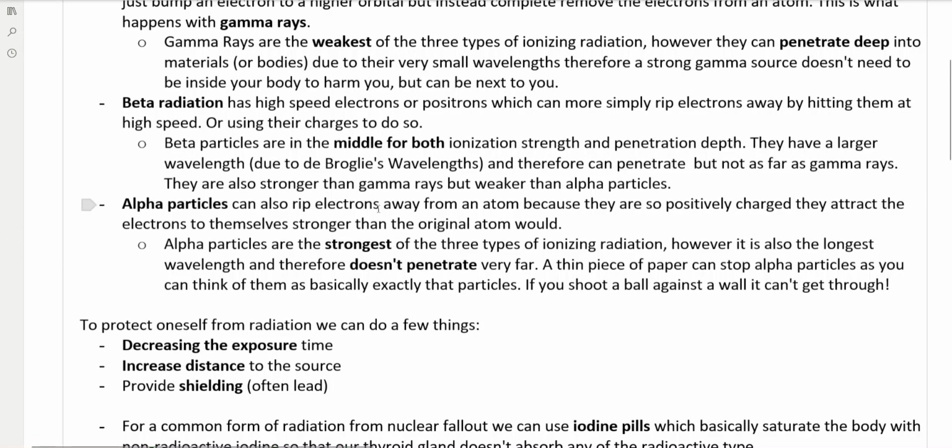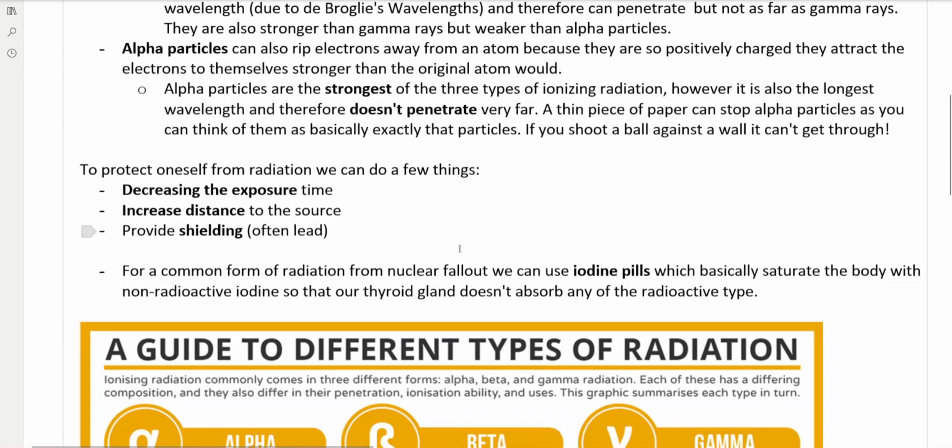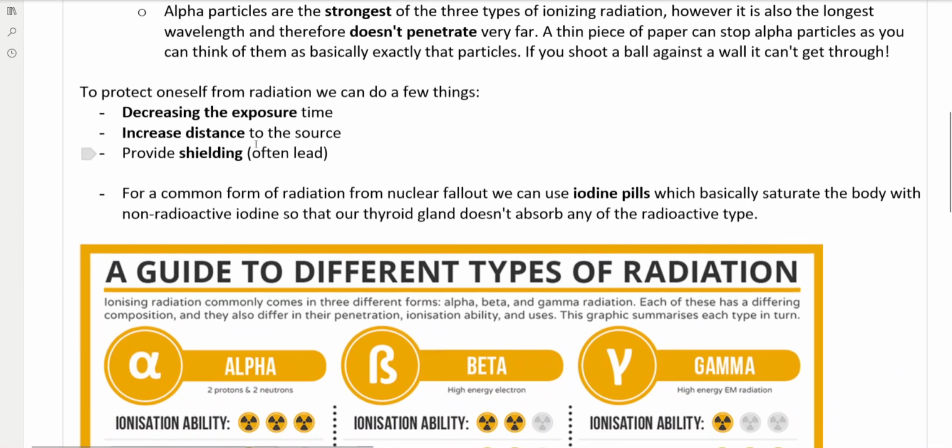Because these are really big particles, relatively speaking, they don't penetrate very far, but they have room for 2 electrons per alpha particle, and they want to rip those electrons out. So they're really strong at it. A thin piece of paper can stop alpha particles because it's like shooting a ball at a wall. It just doesn't get through. But that's basically the idea of alpha particles.